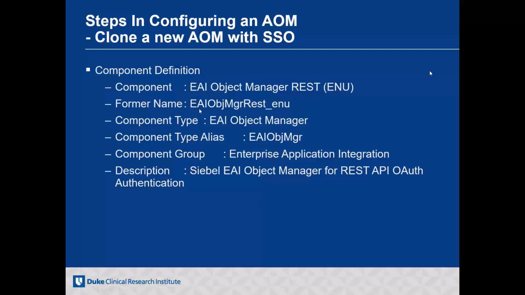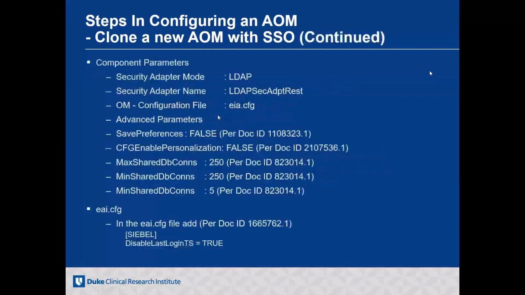So for the component definition, we set up a special REST, so we could make sure we have all the LDAP adapters and all the components pointing to this when we use REST. And these were the component parameters. So I use the LDAP security REST, so I make sure I'm putting that SSO and the trust token on the application. Advanced parameters, these are all the doc IDs that I got this information from. And then this doc ID says change EIA config to disable last login. And since the component EIA config is the same as the other, that would be good.